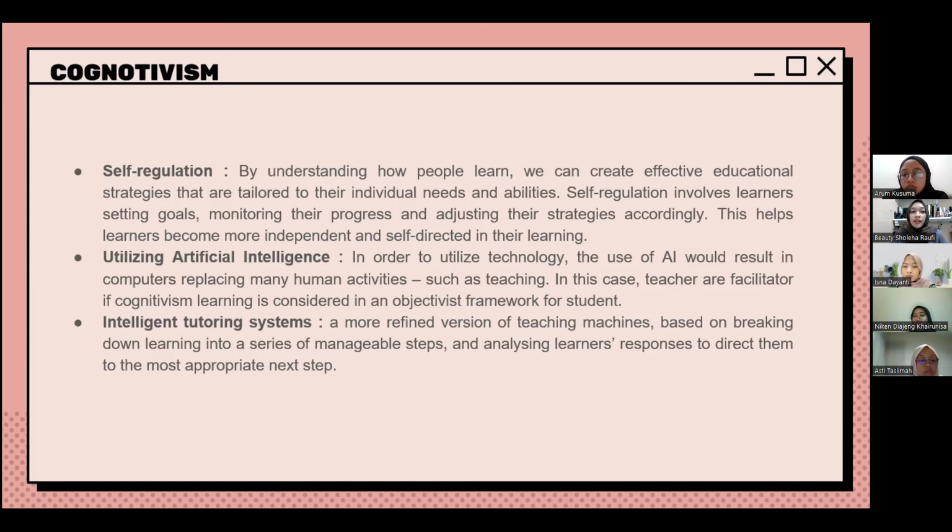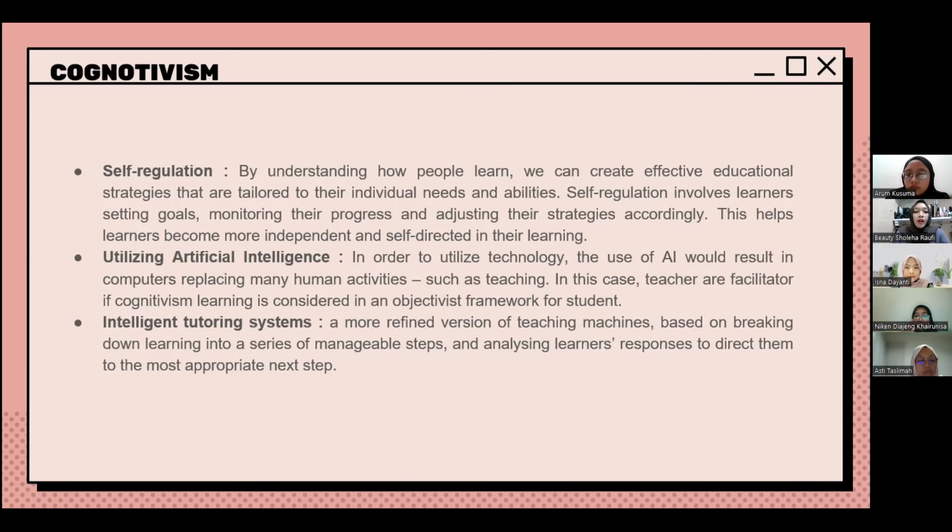The next is utilizing artificial intelligence. In order to utilize technology, the use of AI will result in computers replacing many human activities, such as teaching and learning. And in this case, teachers are the facilitators if cognitivism learning is considered in an objective framework for students. And the last is the intelligent tutoring system.